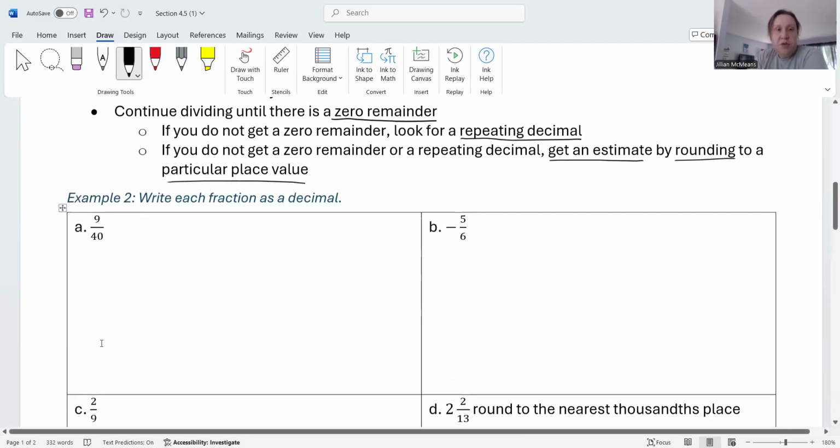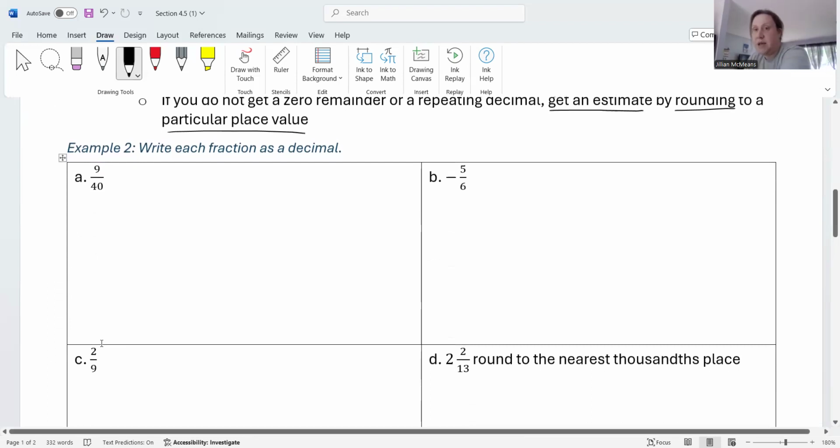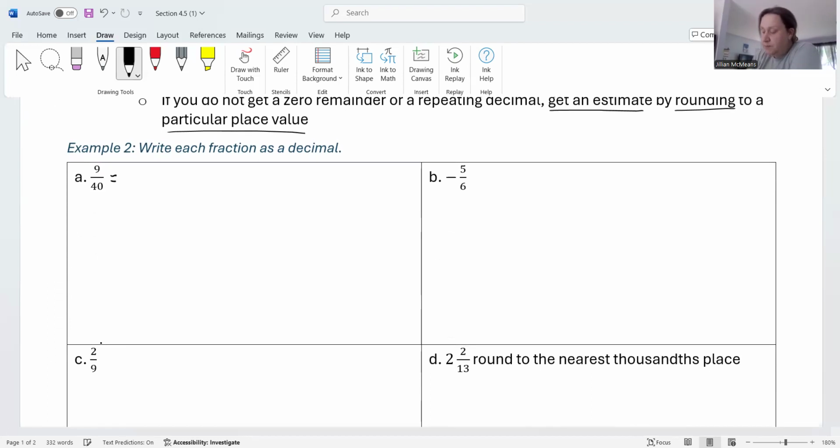For example 2, it says write each fraction as a decimal. For part A, we have 9/40ths. Well, I want to take 9, and let me give myself a little bit more room, and divide it by 40. Hopefully you're wondering, how? 40 is bigger than 9. And you're absolutely right, it is.